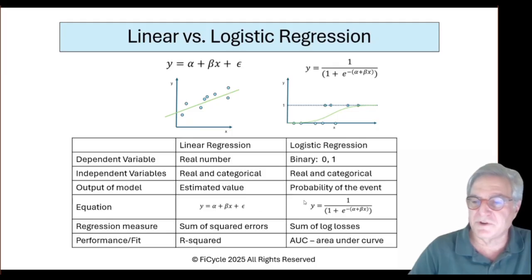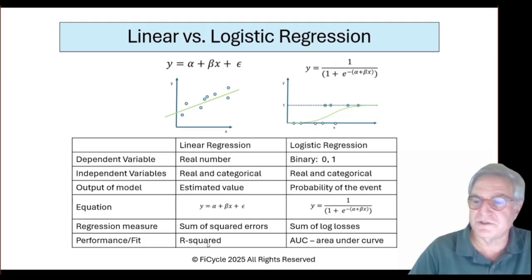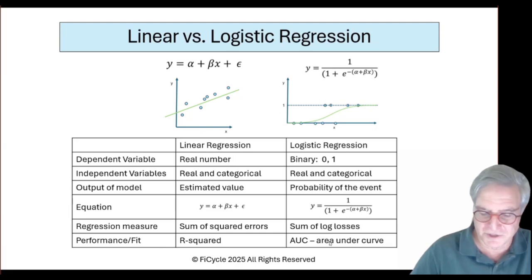I said we have two different equations for these models, and then our regression method is either the sum of the squared errors, or here the sum of the log losses with the loss function. And for performance, while we used R squared for linear regression, we're going to use an area under the curve or other similar measure for a logistic regression.